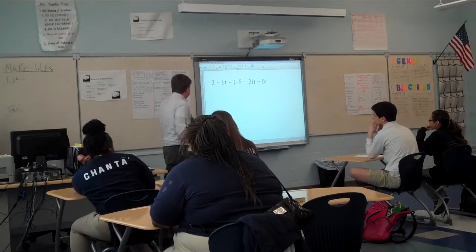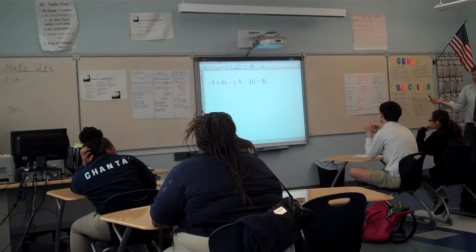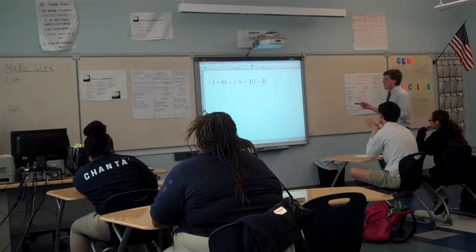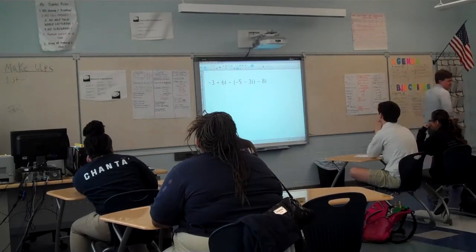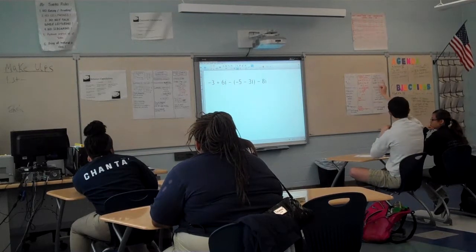Alright, the trick to these, when it's just adding and subtracting, all you gotta do is pretend like it's a variable, right? So just combine like terms, distribute all the normal stuff. What's the very first thing I have to do? I'll take hands. What's the very first thing I have to do here? It's tricky. Yeah, John Mark.